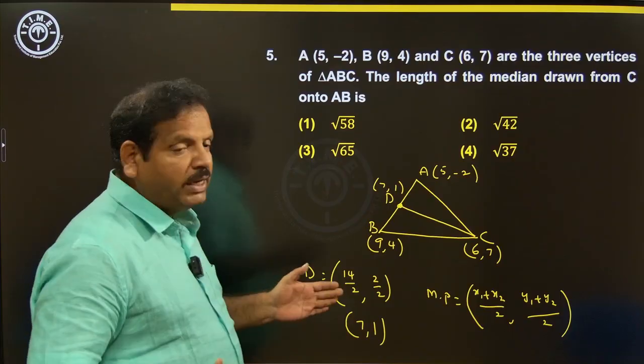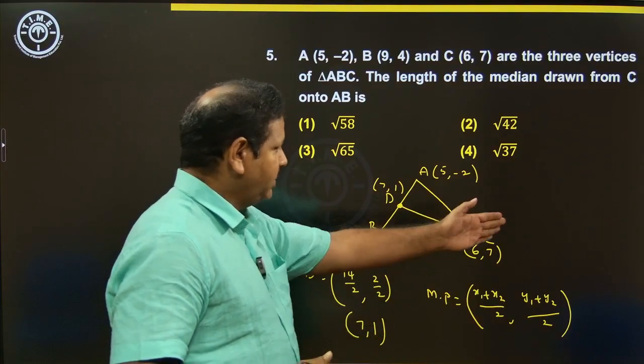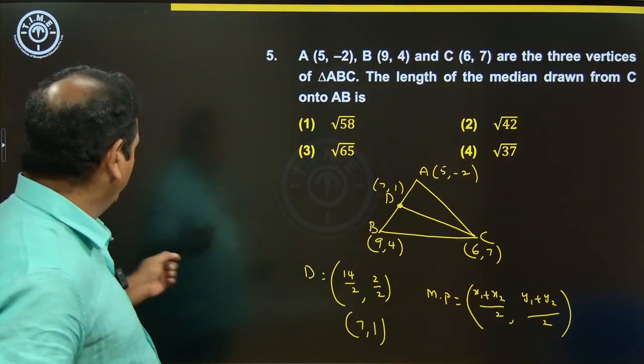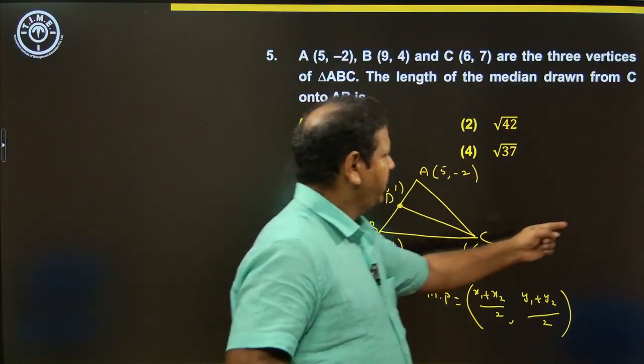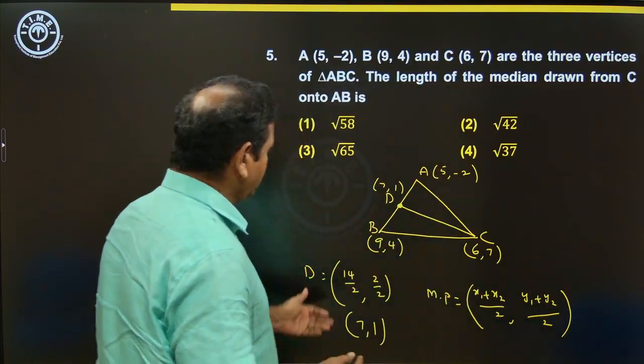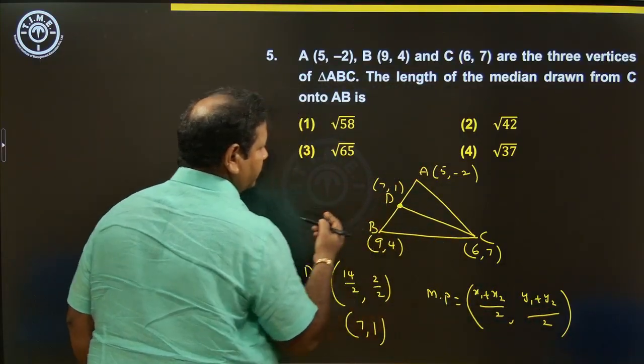Now the length of the median is asked. Length is nothing but distance only, no? So we take one endpoint here, one more endpoint here. The length is nothing but the distance between those 2 points or not? Yes. Use the distance formula between these two.